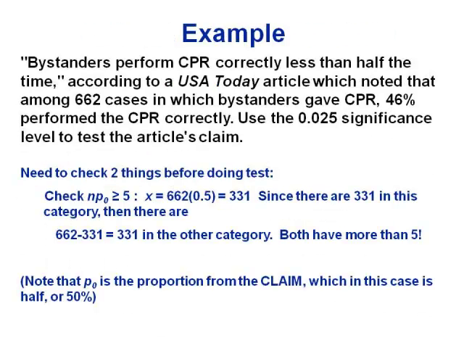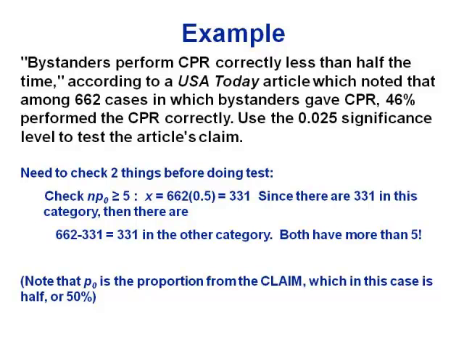So in this first example, we have a claim that bystanders perform CPR correctly less than half the time. There was a study done among 662 cases. Only 46% were performed correctly. So we're going to use a 0.025 significance level to test this claim.